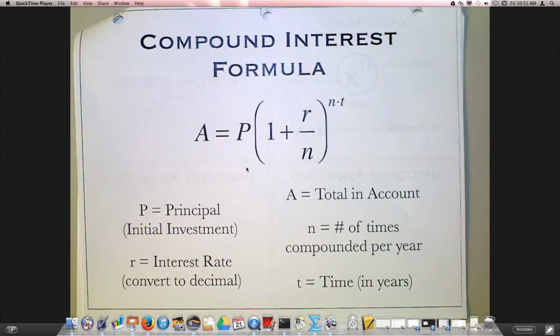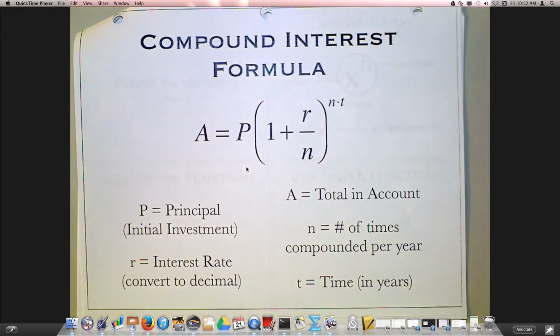Compound interest, this has to do with banking, okay? And what this means is this is like how they figure out how much money you're getting due to interest in your bank account. So what happens with compound interest? The difference between compound interest and simple interest is with compound interest, you get to earn interest on the interest that you've already earned, okay?